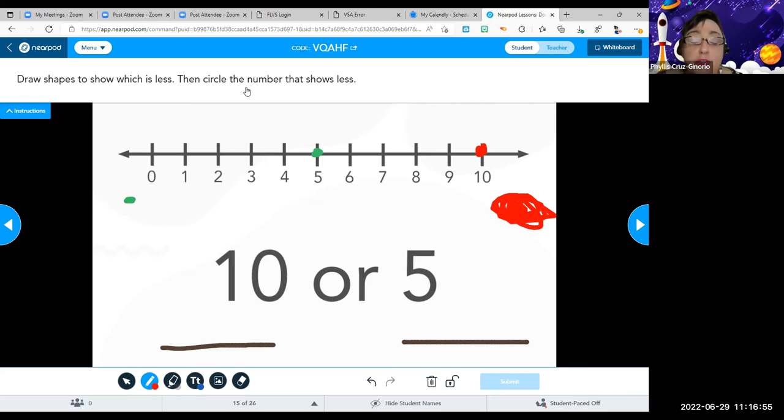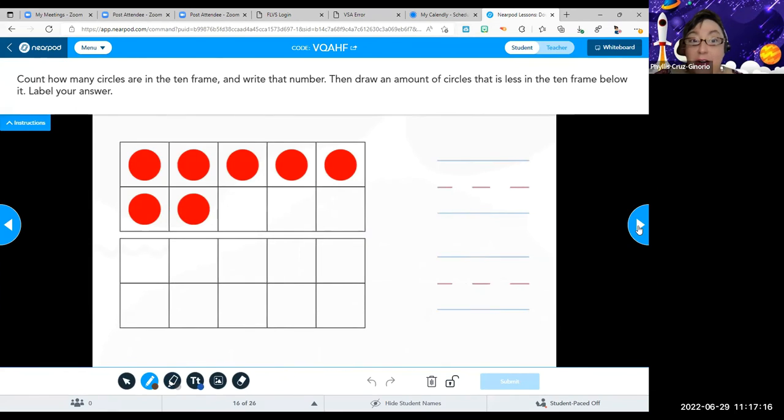Now it says to circle the number that shows less. Oops, did you circle the greater number? Don't do that. Circle the number that is less, lower down, less, fewer. Got it? So either circle 10 or circle 5. Tell me which one's less. Okay, practice that on your own.